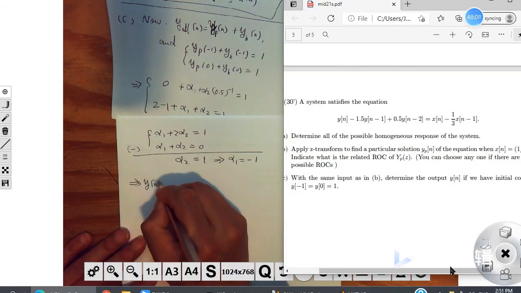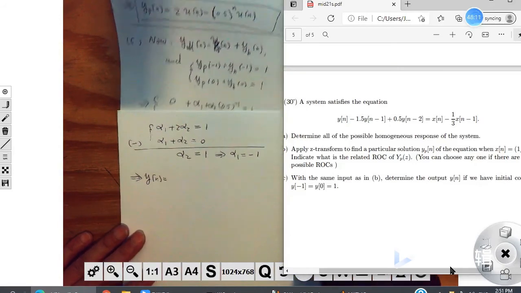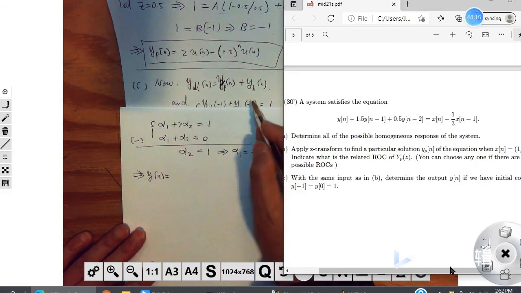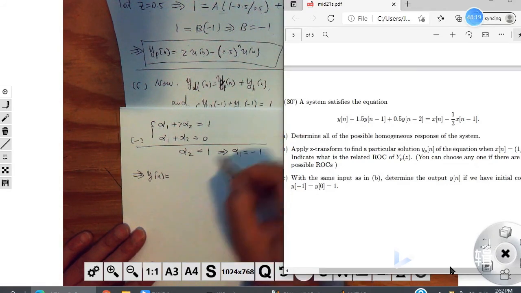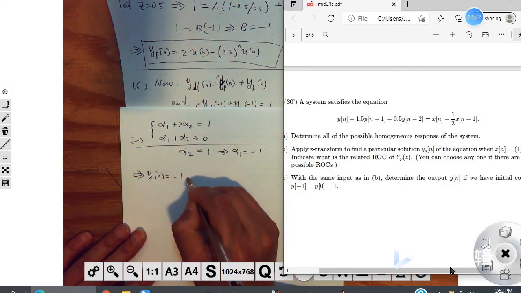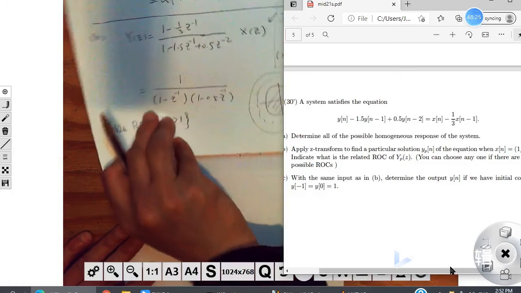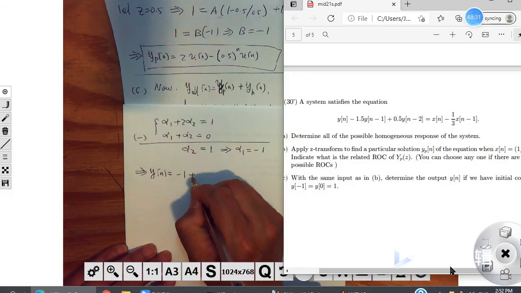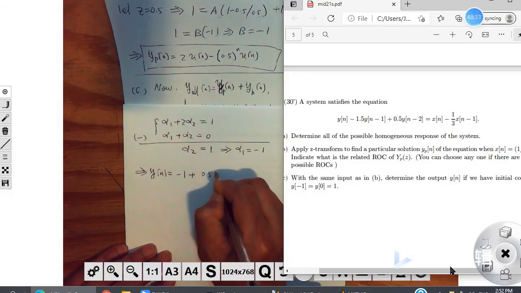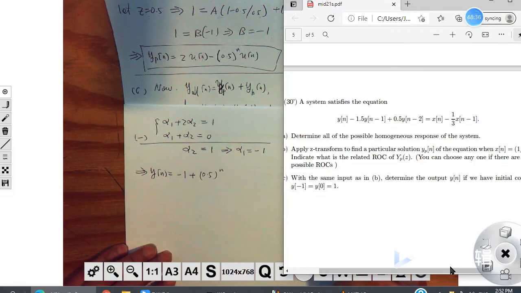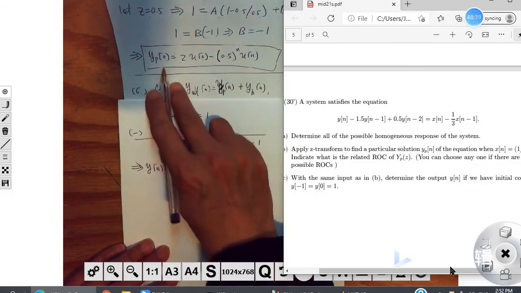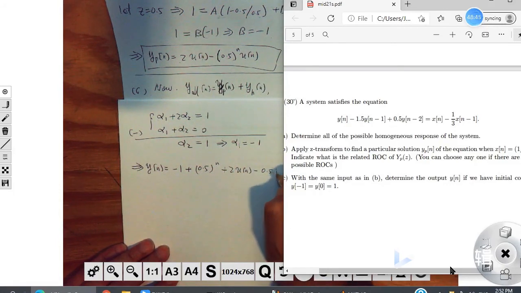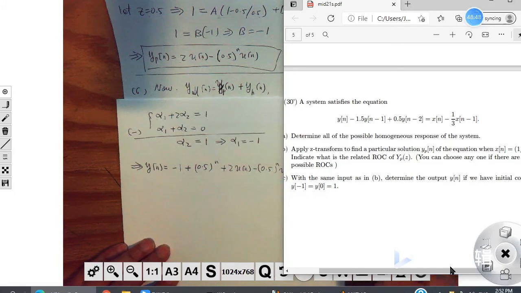Then we have our answer. y of n will be the particular solution plus the homogeneous solution. Let me put the homogeneous solution first. The homogeneous solution will be alpha 1 plus alpha 2 times 0.5 to the n, where alpha 1 is -1 and alpha 2 is 1. And then the particular solution is plus 2 u of n minus 0.5 to the n u of n. So the final answer will be this.